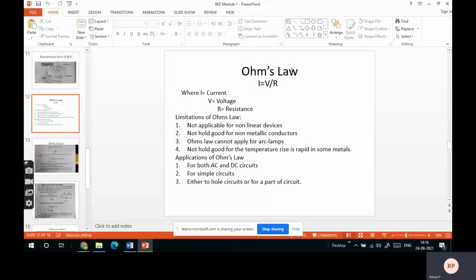Coming to the next, we can go with the applications of Ohm's law. Where can we use Ohm's law? As you all know, we can use Ohm's law for both AC and DC circuits.